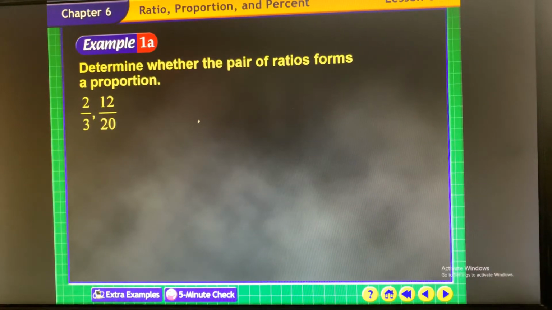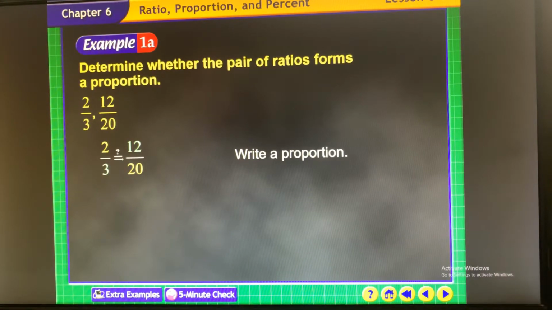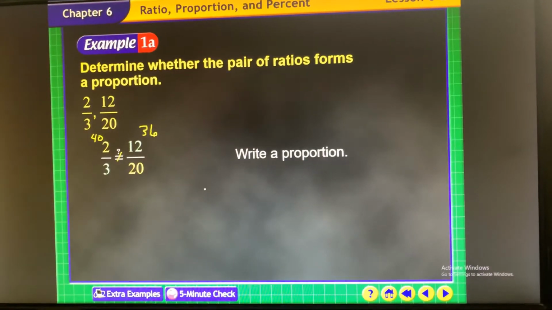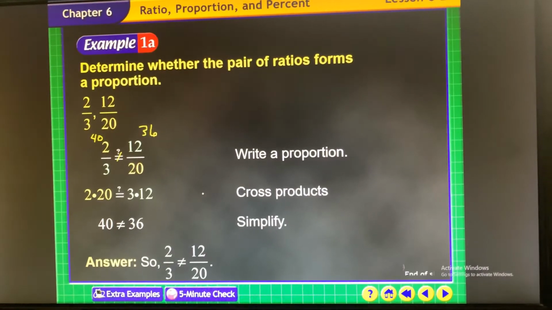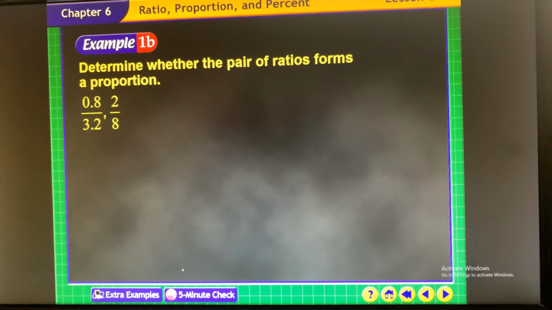So there are your two numbers, 2/3 and 12/20. You want to set them equal to each other, and you're just trying to decide if they're proportionate. So you're just going to go ahead and cross multiply. You can kind of see it already. You get 36 here and you get 40 here. That's not equal, therefore it's not proportionate. And you would just have to put a non-equal sign like that in your homework to show that it's not proportionate. So then you just do it again.